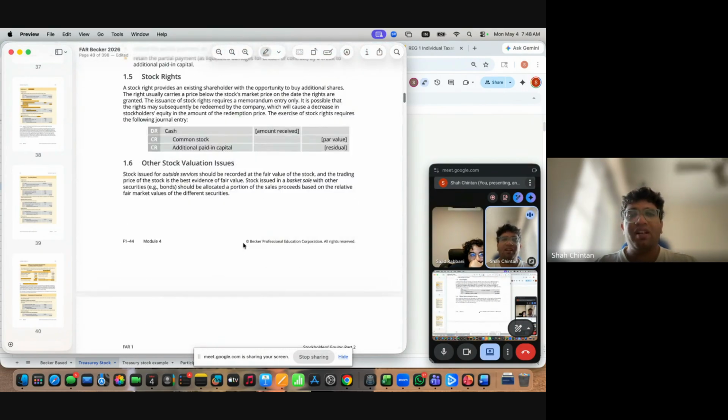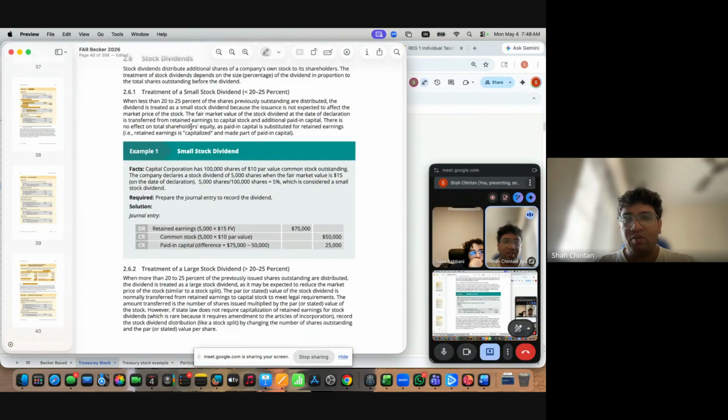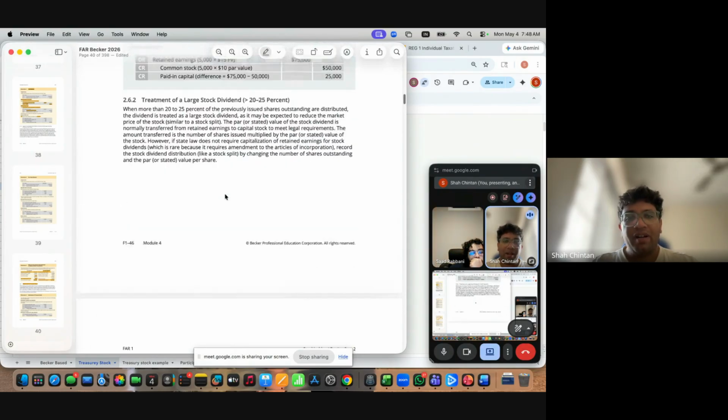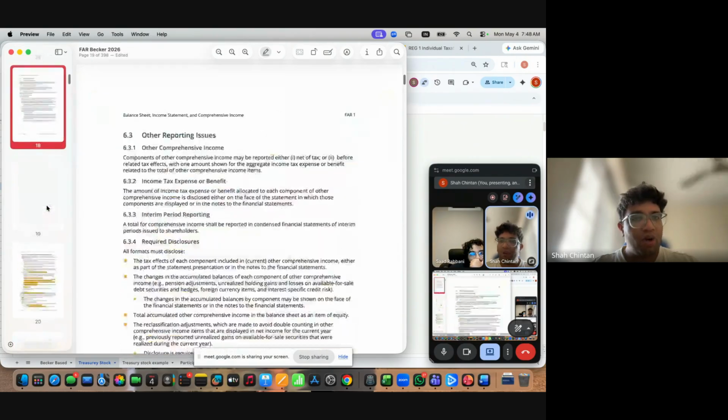Here we need to focus on stock dividends, which are small dividends versus large dividends. Rest of all the topics are pretty simple. So we should be able to close your entire FAR 1 by tomorrow.